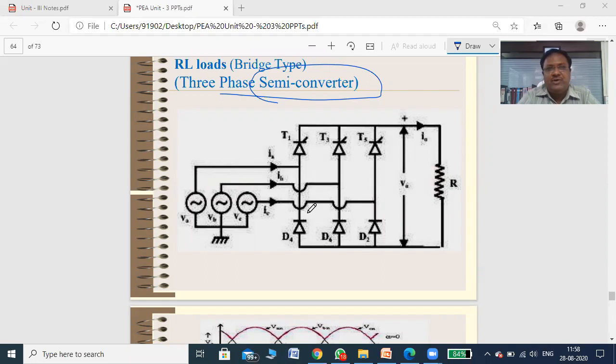So only on three-phase converters, you will get a total of 8 questions, right? So 8 questions may be asked in the examination. Out of these 8 questions, definitely one question will be there in the in-sem exam as well as in the end-sem exam.